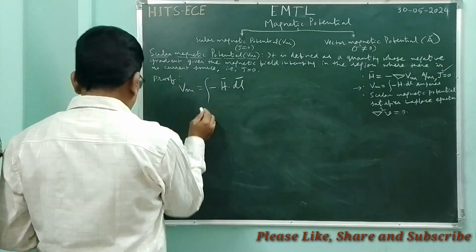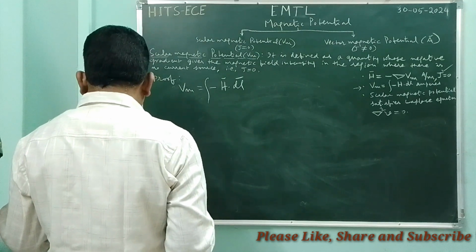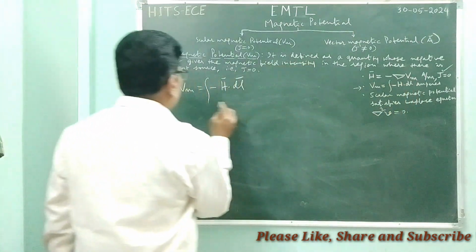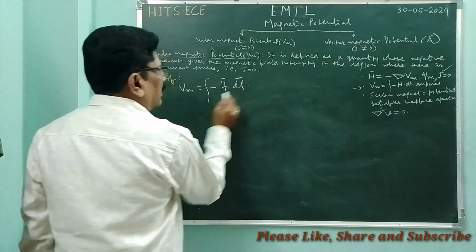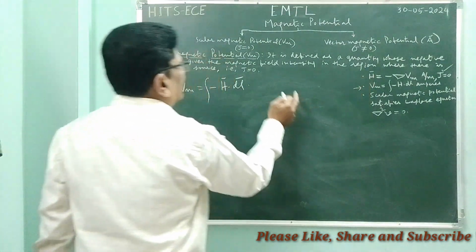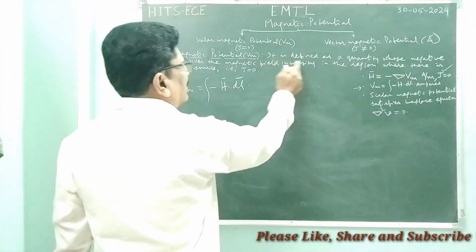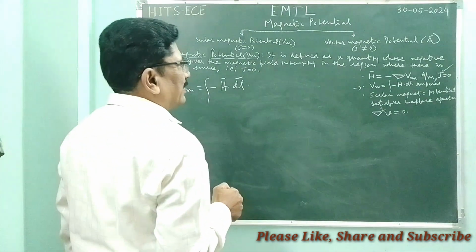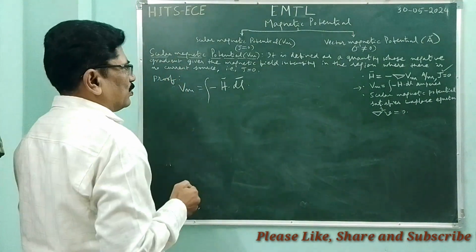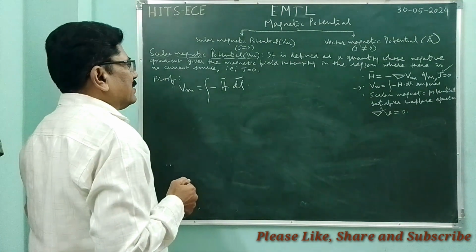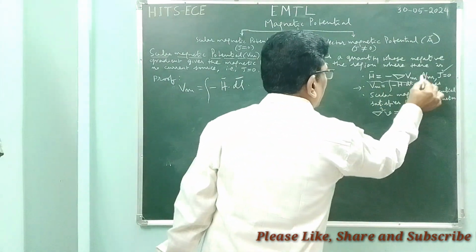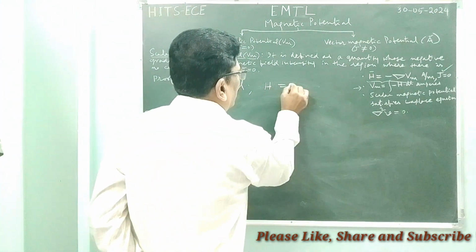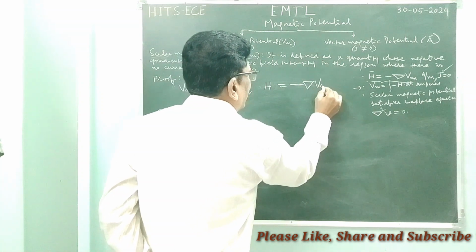We know that H is equal to minus del Vm. This we need to prove. Let us consider this. As per the statement given here, it is defined as a quantity whose negative gradient gives the magnetic field intensity in the region where there is no current source, that is, current density is equal to 0. So I will consider H is equal to minus del Vm.